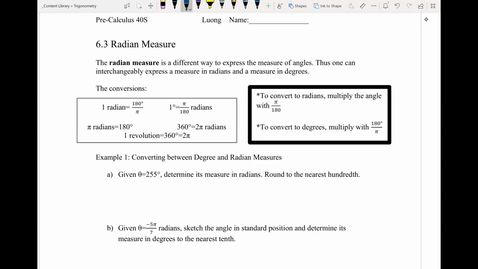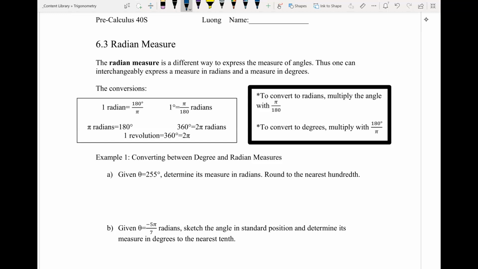Welcome to the lesson on radian measure. So the radian measure is a different way to express an angle. Usually we express an angle in degrees, but there is more than one way to express an angle. That means radian measure and degrees are similar in that they describe the same thing, but it's a different language, a different way to express the angle.